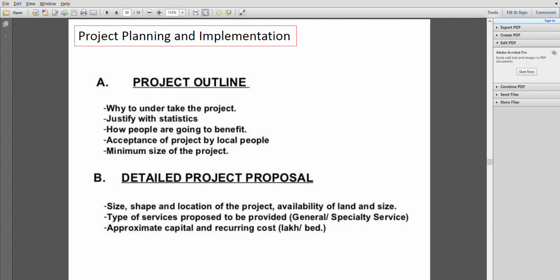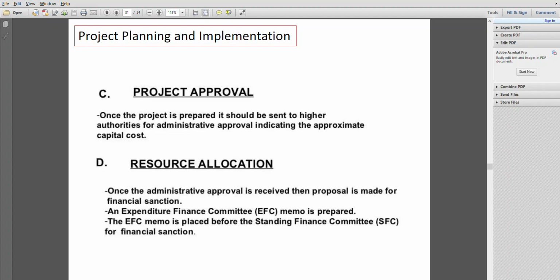Detailed project proposal. Okay, it consists of size, shape, location of the project, availability of land and its corresponding size. Type of services proposed to be provided: general, specialty services. Approximate capital and recurring cost in terms of lakhs per bed.